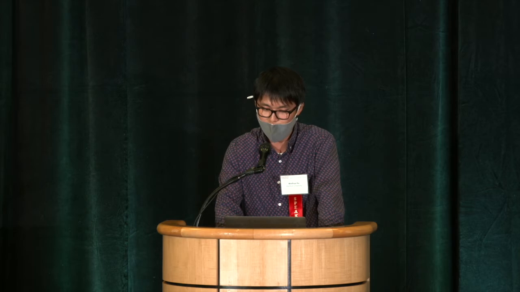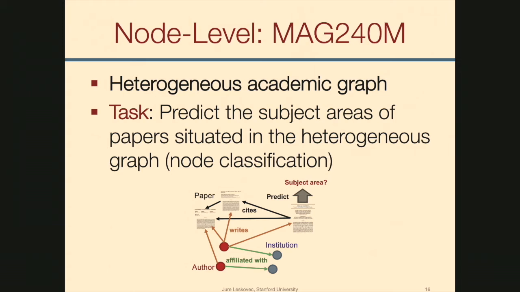The first data set that we prepared is a node-level classification task called MAG 240 million. It's a heterogeneous academic graph. We have 3 kinds of nodes within this graph: paper nodes, author nodes, and institution nodes. Paper nodes cite each other, so there's an edge for that. Author nodes write paper nodes, and author nodes are affiliated with institution nodes. The task here is to predict the subject area of papers situated in this heterogeneous graph. Because a paper is a node, it's a node classification problem, and the number of classes here is over 100. So it's a really challenging fine-grained classification task.